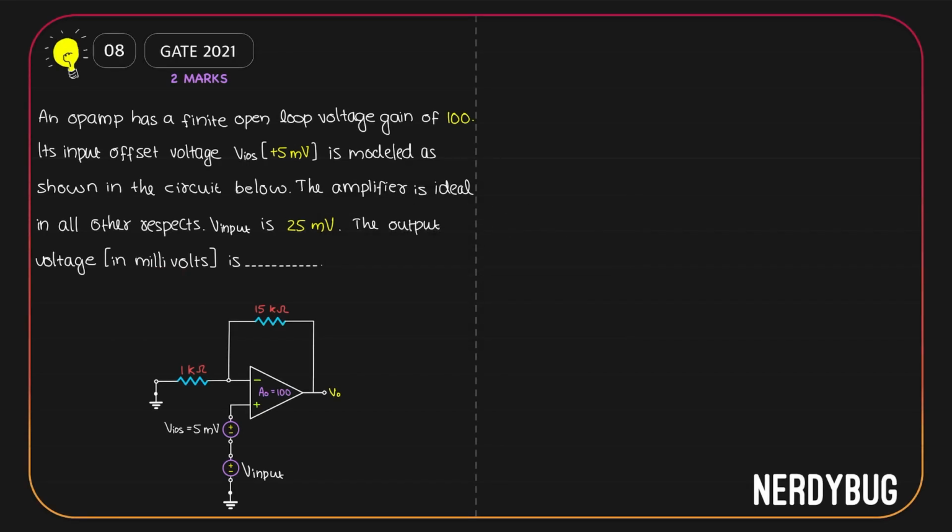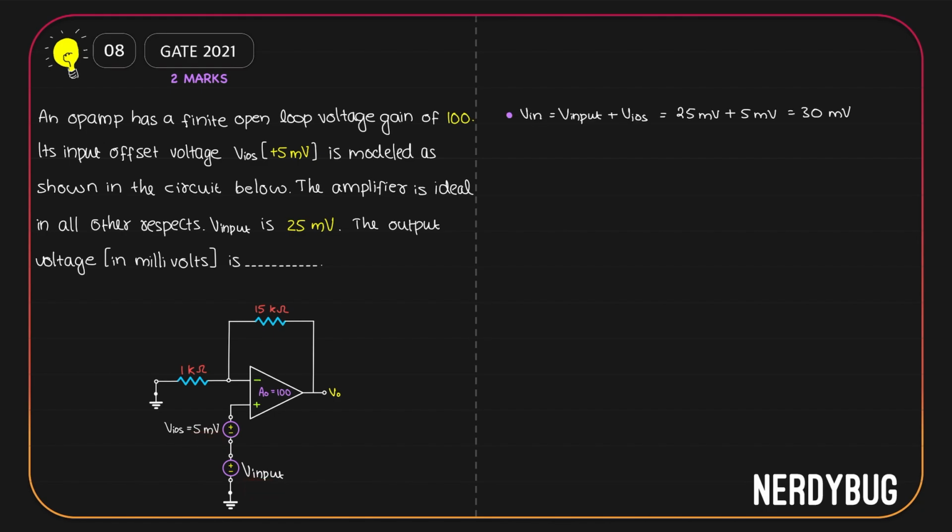Here the only problem we have is that the open loop gain is given, but our circuit has a feedback. So we have to find the closed loop gain. One more thing to be kept in mind is that there is an input offset voltage. We have a 5 millivolt in series with our input, which is 25 millivolt. So the net input is going to be 5 plus 25, that is 30 millivolt.